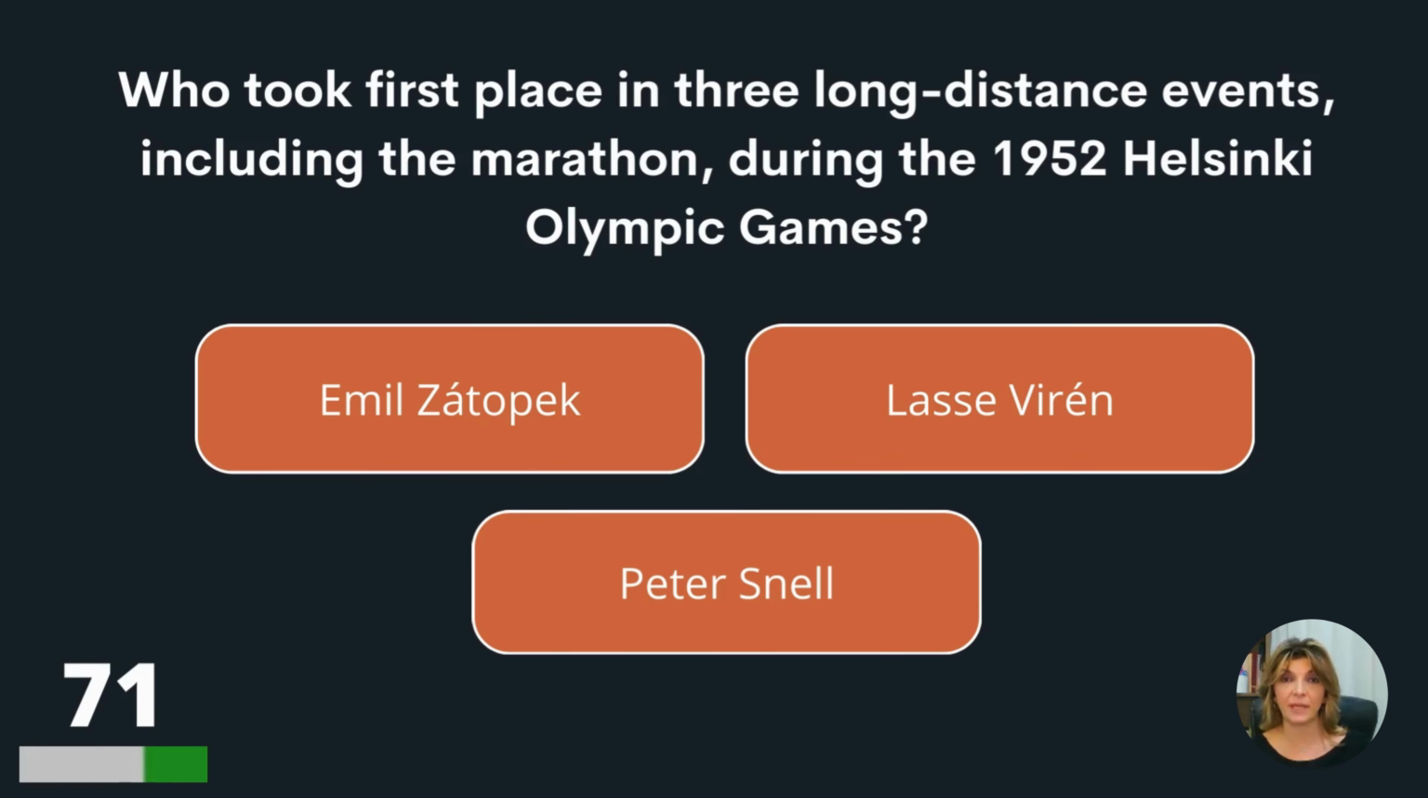Who broke the record in 1961 as the first player in Major League Baseball history to smash 60 home runs in a single season in 1927? Babe Ruth, Roger Maris, or Hank Aaron? Babe Ruth.